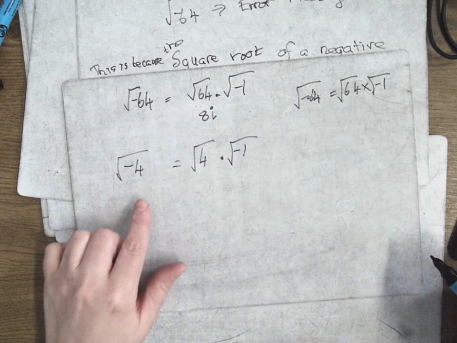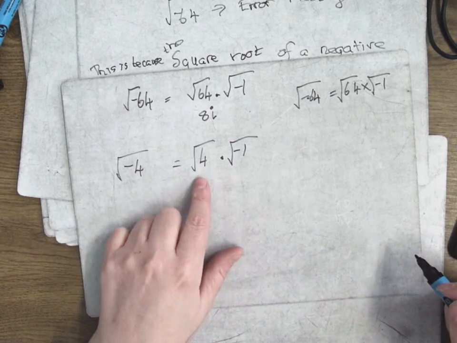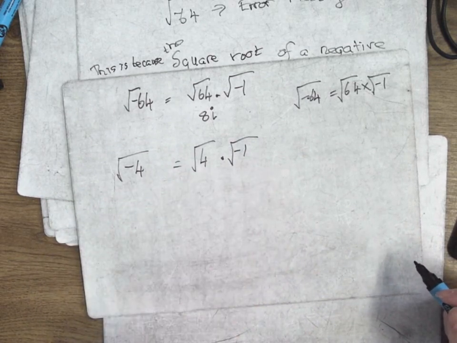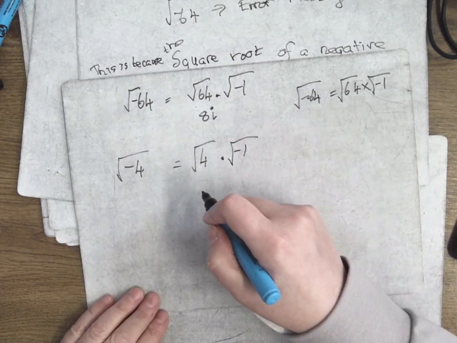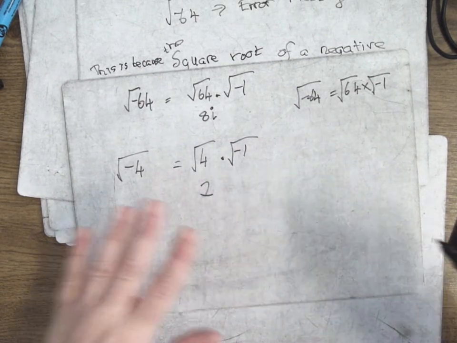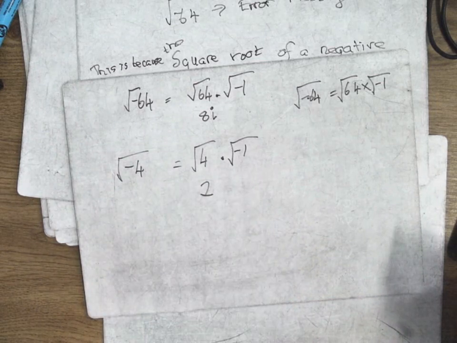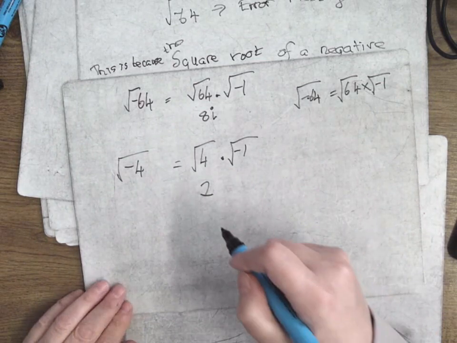So the square root of minus 4 can be written as the square root of 4 multiplied by the square root of minus 1. So what's the square root of 4, please? 2. And this is a whole new branch of maths, so instead of the square root of minus 1, what do I call it? i.